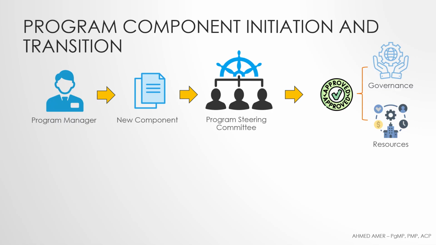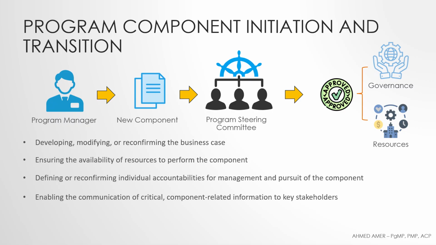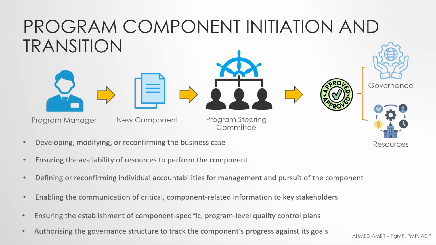Approval to begin a new program component usually involves developing, modifying, or reconfirming the business case, confirming that resources are available to carry out the component, defining or reconfirming who is accountable for managing and delivering the component, sharing key information about the component with key stakeholders, setting up quality control plans specific to the component at the program level, authorizing the governance structure to monitor the component's progress and goals.